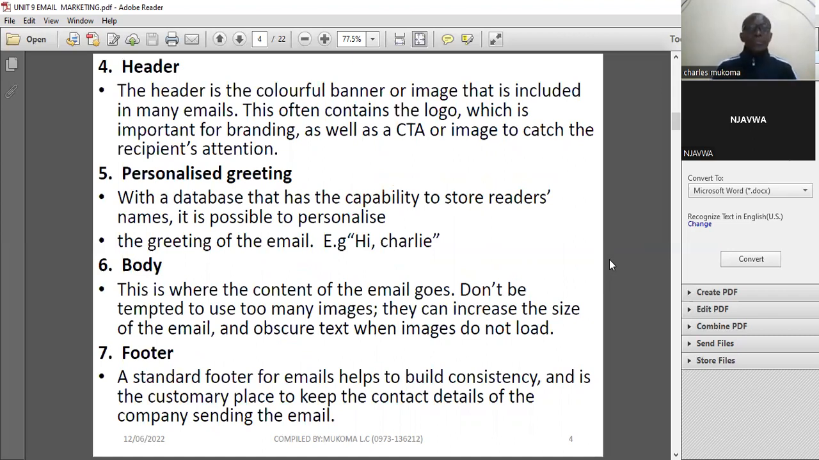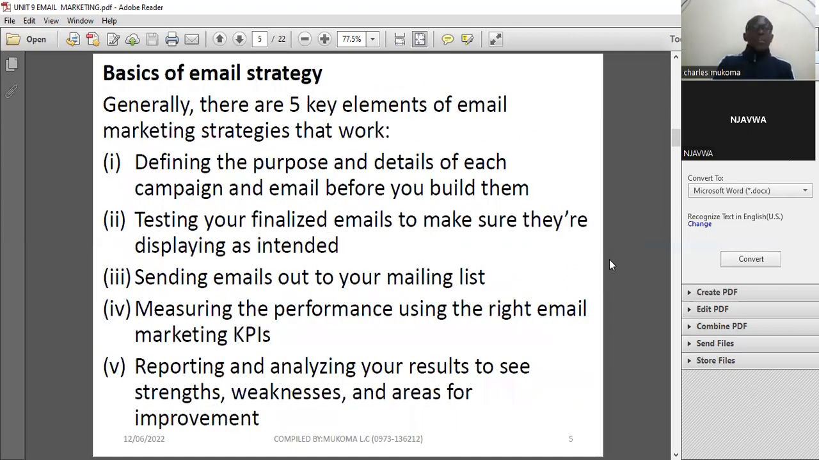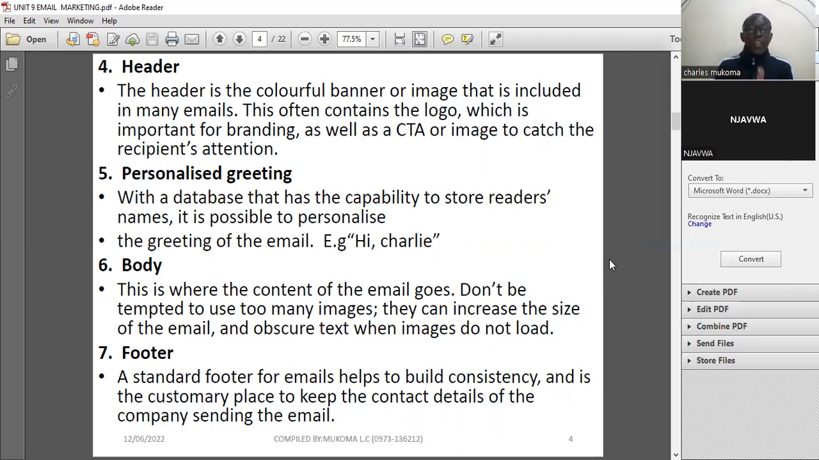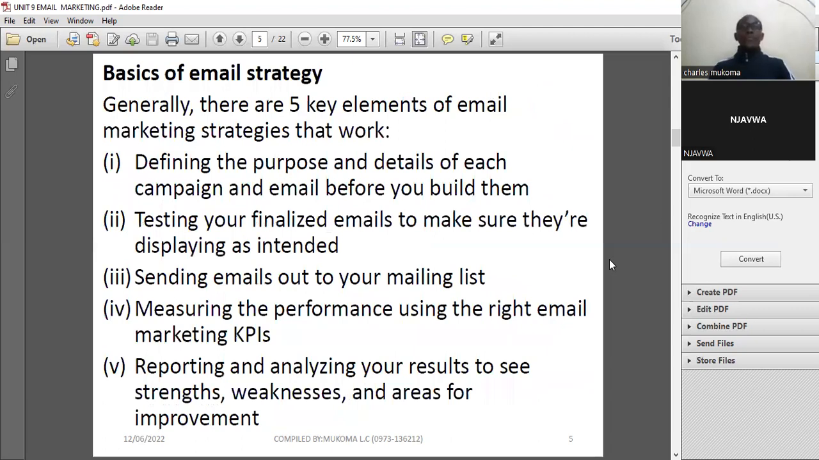Okay, the main body. Why are you writing the email? You explain the content. Then we have the footer down there. So before we proceed, on the footer, there's a standard footer so that emails have that consistency. It is the customary place in the email. So you are able to maintain that consistency using the footer in the email. Okay. The basics of email strategy.